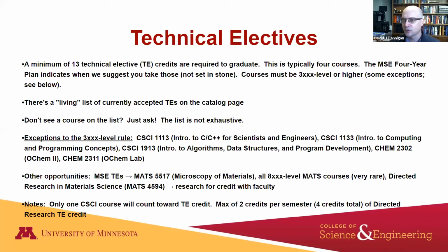The technical elective courses should be 3,000 level or higher, with one exception. That's these computer science courses, understanding how important coding is becoming in basically all aspects of science and engineering. So we do allow a 1,000 level comp sci course to count for that tech elective. And there's a number of other opportunities that you have to take these technical electives. Next slide, please.